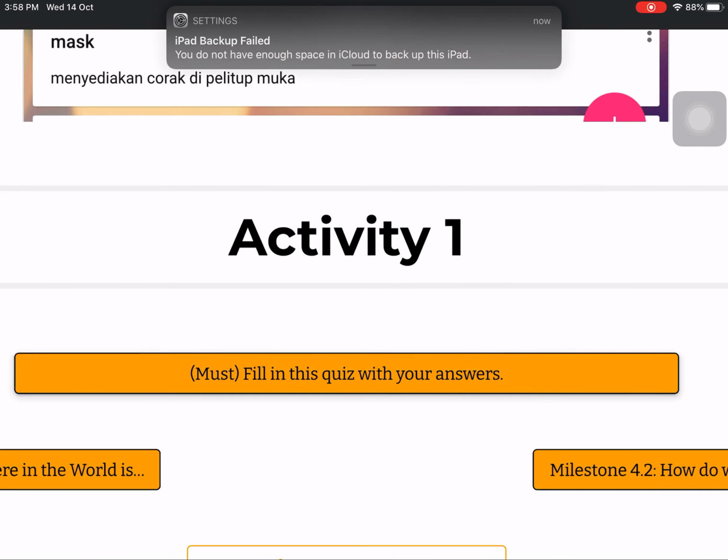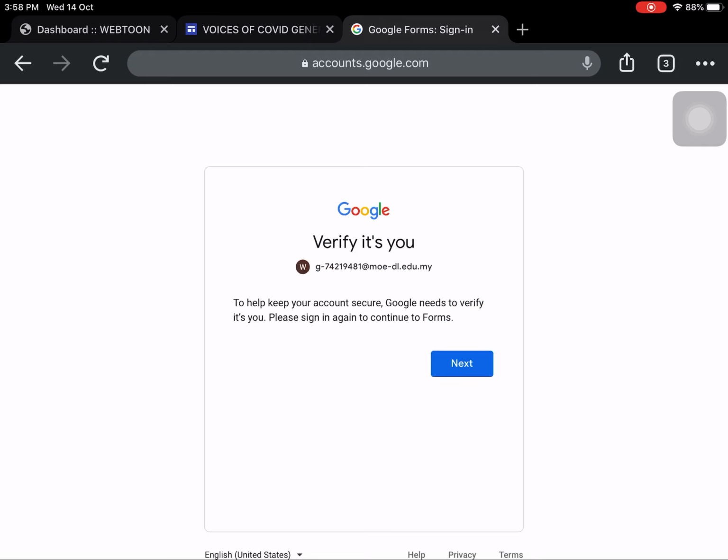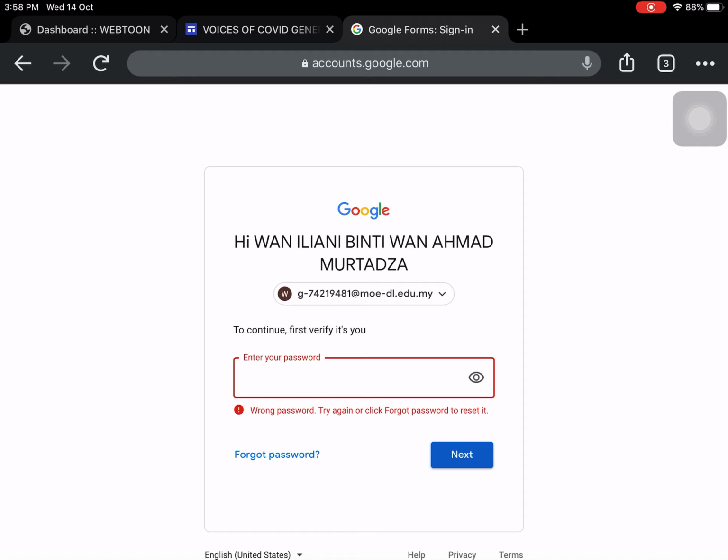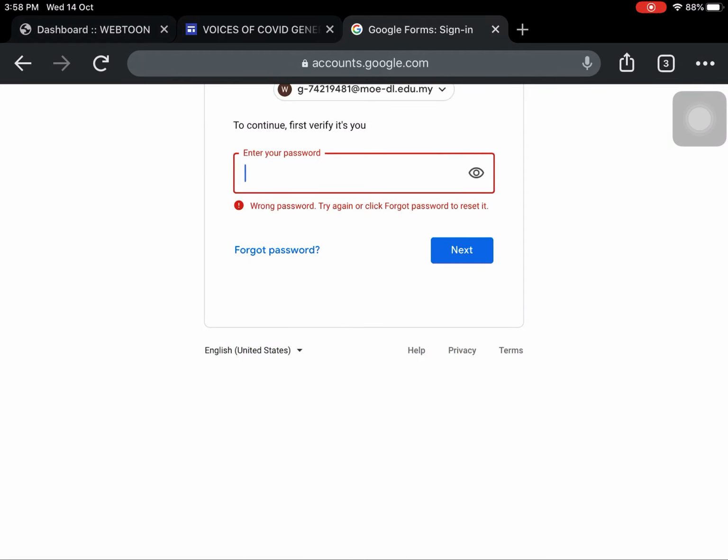So girls, this one you must fill in this quiz with your answer. So click over here. They will bring you straight to the first activity that you must complete in this milestone. Okay, so I guess let's just verify this.